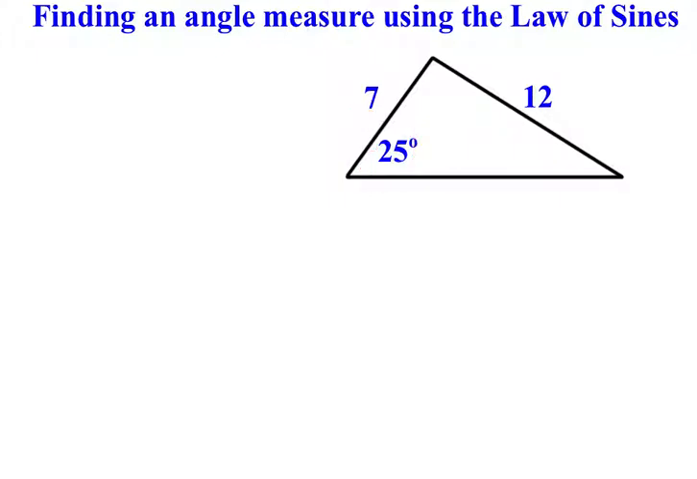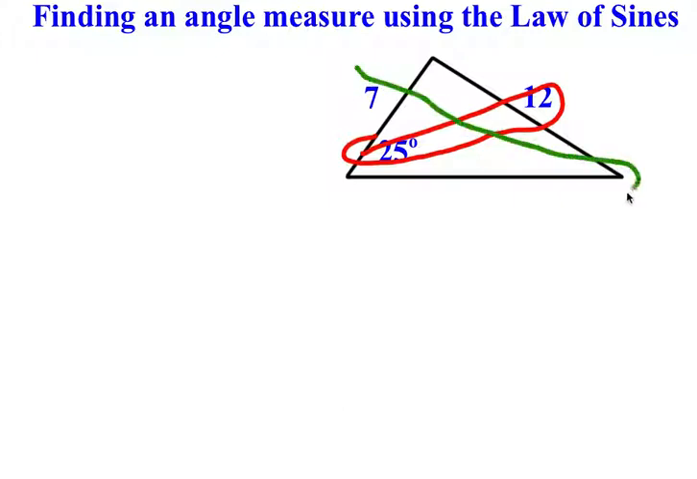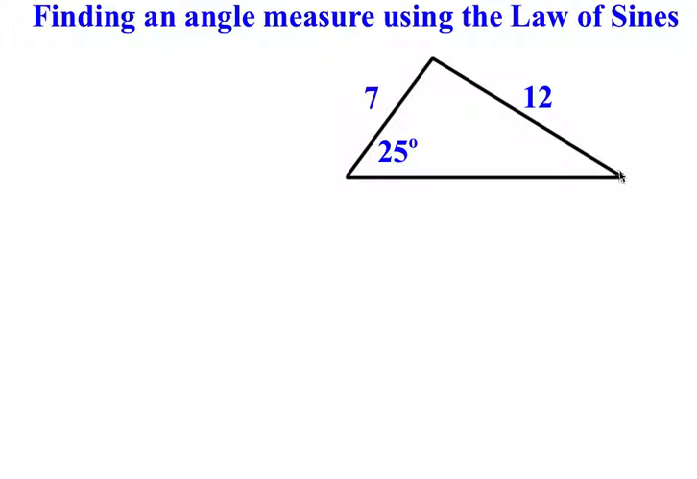So then we can start using the law of sines. What I like to do is pair these things off. We know that the 25 and the 12 are going to go together. And then we know that the 7 and its opposite angle, which would be this angle over here, would be going together. So we do need to then label that. Let's go ahead and call that angle B, just to be unoriginal.